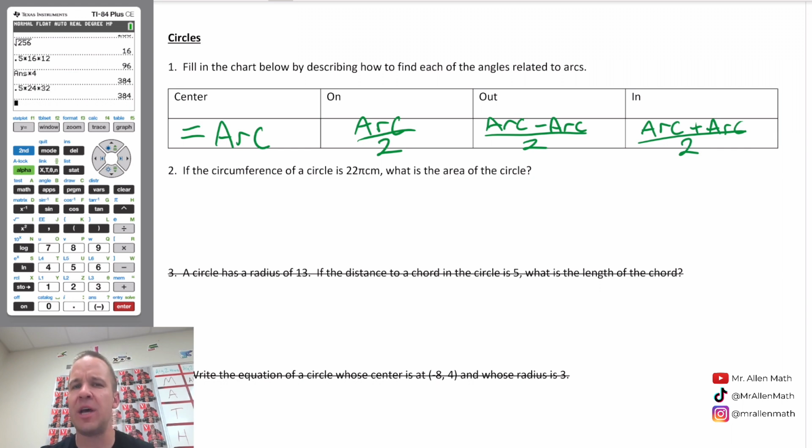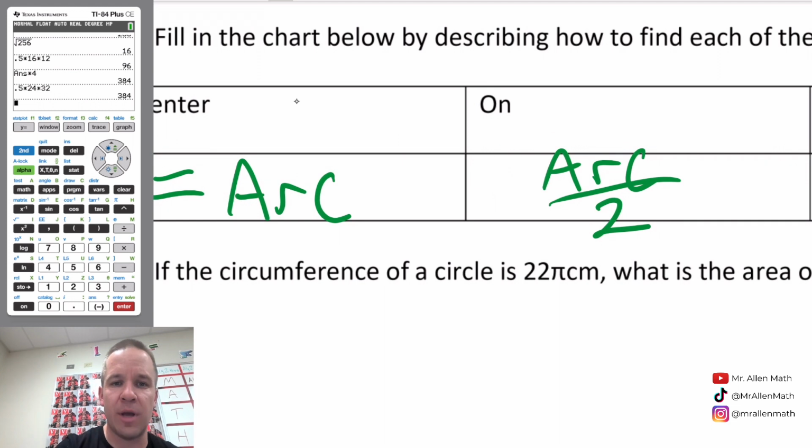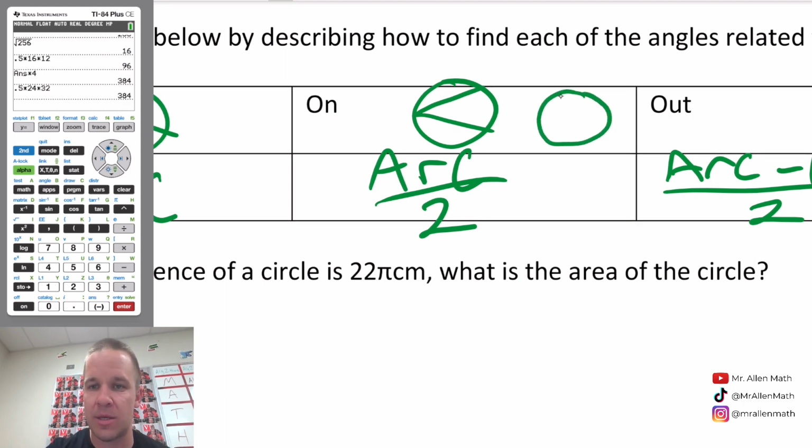I think it's kind of helpful to have a general picture for most of these, so I'm going to zoom in. For central angles, it's going to be central, boom, boom. That's my central angle right there. For my on angle, we're going to have a circle, and it's going to be on the circle. That's one of the possibilities. Another possibility would be an angle where you have a chord and a tangent line. So it's going to be this angle right there. So those are the different types of on angles that you could possibly have.